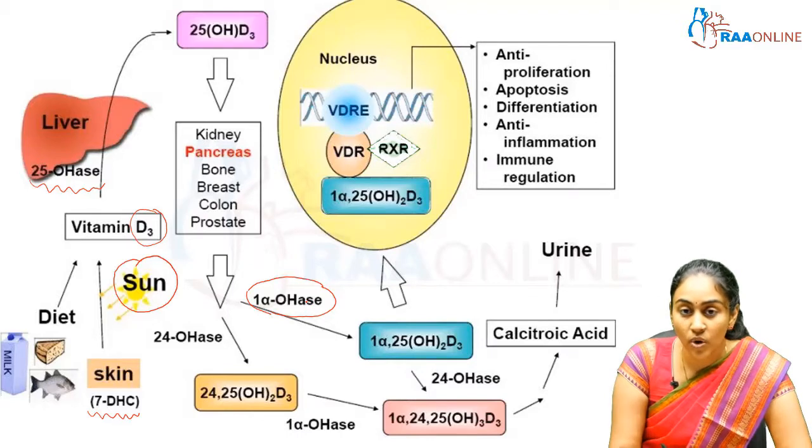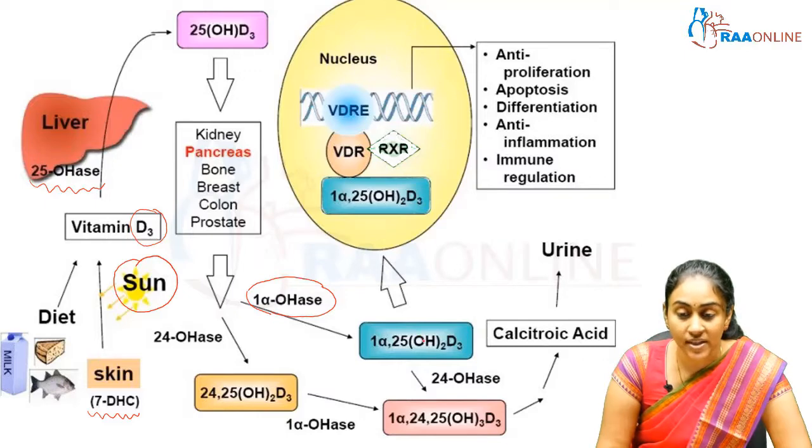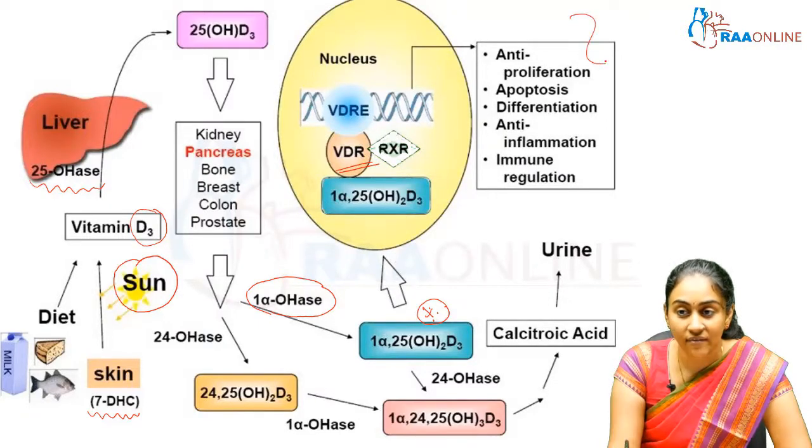Now this acts on 25-hydroxycholecalciferol and converts it into the active metabolite of vitamin D, or the calcitriol, which is 1-alpha 25-dihydroxycholecalciferol. This compound here is extremely important because this is what is going to act on the vitamin D receptor and exert its several functions ranging from antiproliferative functions to apoptotic function, differentiation function, anti-inflammatory and immune regulatory functions.